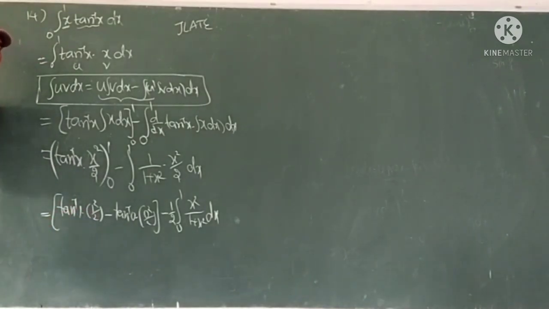What is tan inverse 1? Actually 1 means in terms of tan 45, so tan inverse cancels, just 45 we are getting. 45 degrees means in radians pi by 4, and 1 by 2.